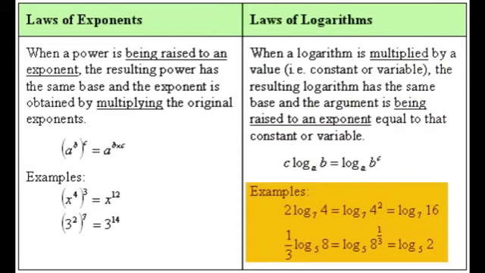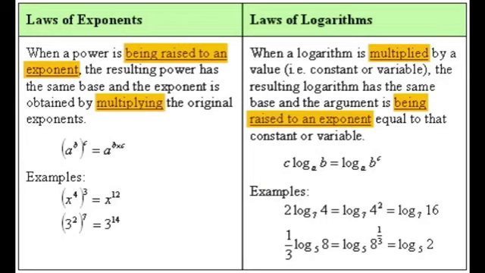So 2 times log base 7 of 4 is equivalent to log base 7 of 4 squared, which is equivalent to log base 7 of 16. Similarly, 1/3 times log base 5 of 8 is equal to log base 5 of 8 to the 1/3. 8 to the 1/3 is the same as the cube root of 8, which is equal to 2. Therefore, we can conclude that all of this is equal to log base 5 of 2. Again, notice the inverse relationship between these two laws.